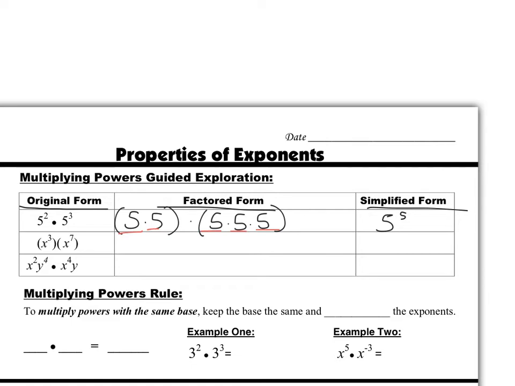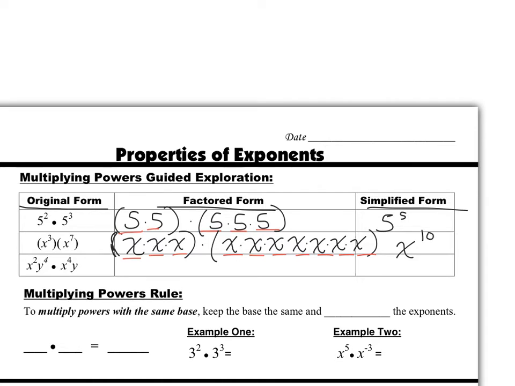x cubed times x to the 7th. If I factor this out, that's x times x times x multiplied by x to the 7th power, so there's 7 x's. That gives me x to the, so how many do I have? 1, 2, 3, 4, 5, 6, 7, 8, 9, 10. So x to the 10th power.